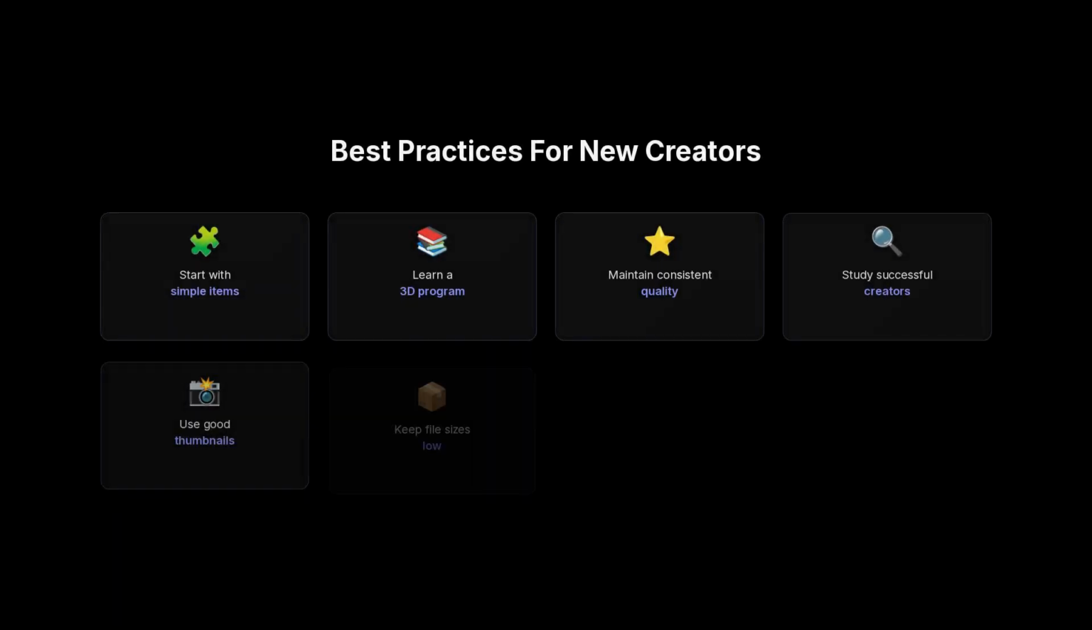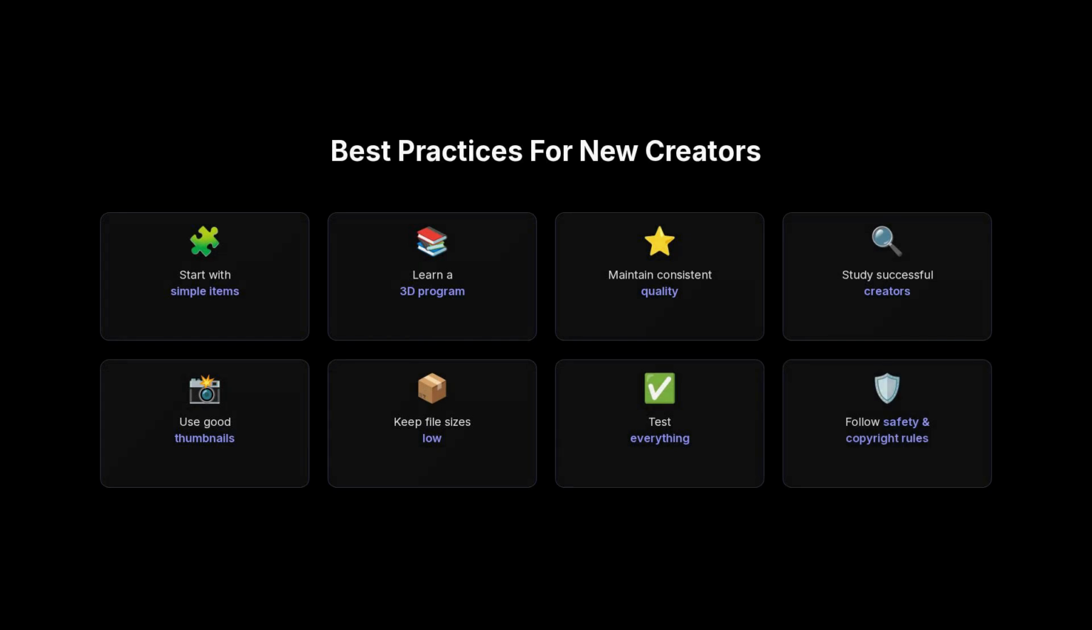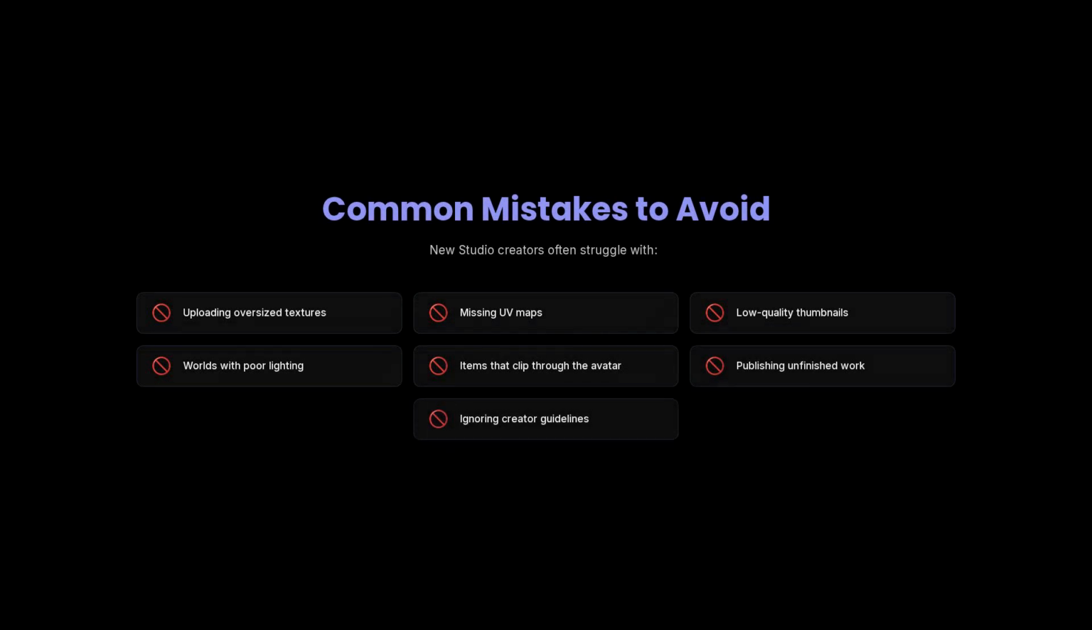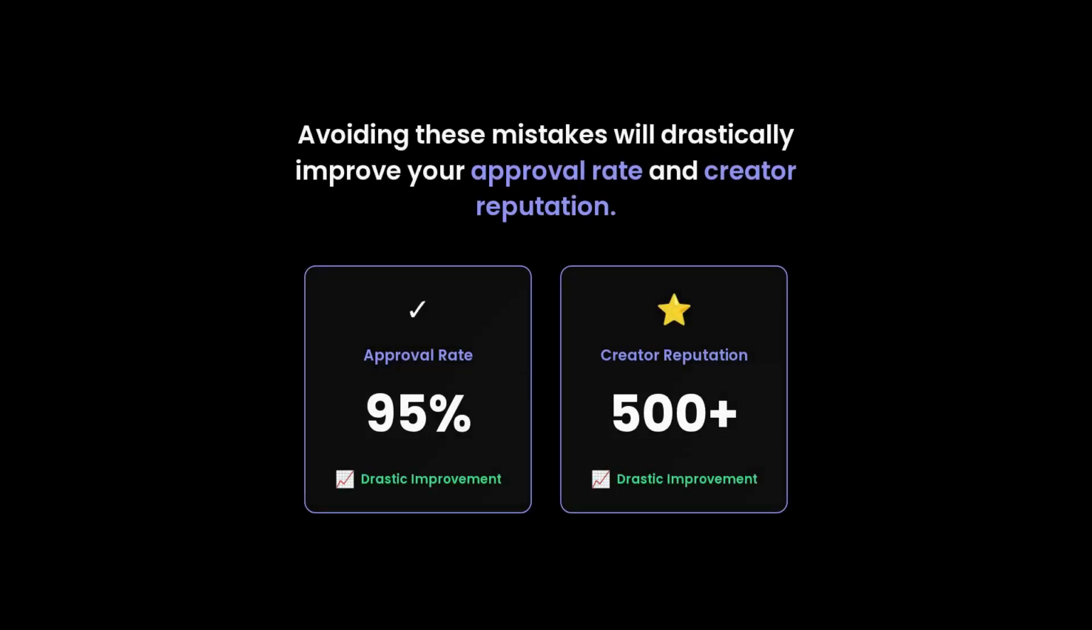To succeed in studio, follow these guidelines. Start with simple items, learn a 3D program, maintain consistent quality, study successful creators, use good thumbnails, keep file size low, test everything, follow all safety and copyright rules. New studio creators often struggle with uploading oversized textures, missing UV maps, low-quality thumbnails, worlds with poor lighting, items that clip through the avatar, publishing unfinished work, ignoring creator guidelines. Avoiding these mistakes will drastically improve your approval rate and creator reputation.